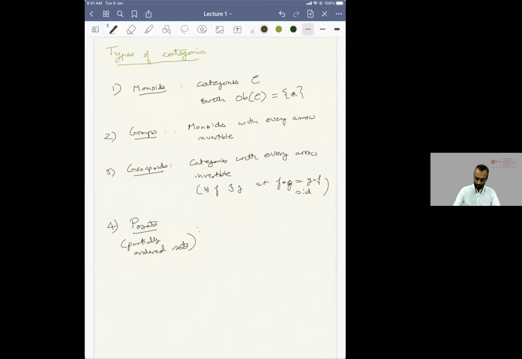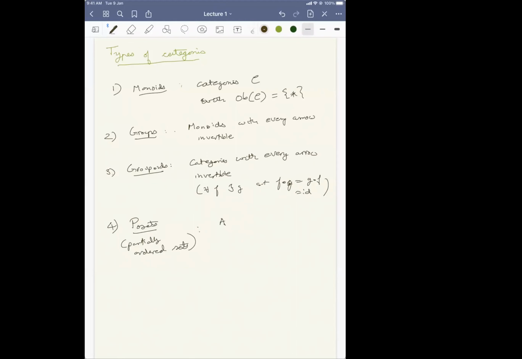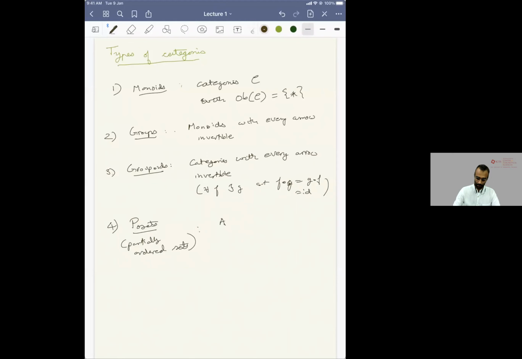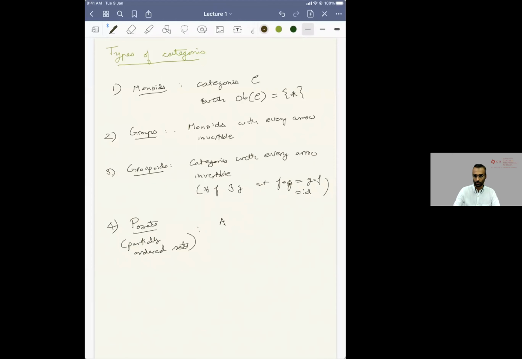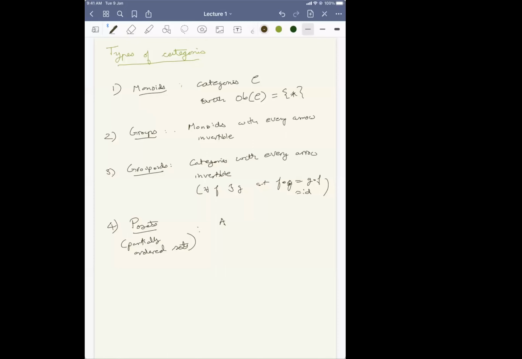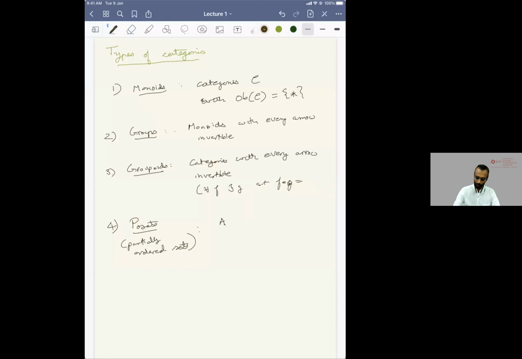So a poset is nothing but a category. Just a quick question about groupoids. Do you mean self arrows are invertible? No, all arrows. F composed with G typically is the identity on one space, identity X, and G composed with F will be identity Y. Yes, that's why I said a suitable identity. So this will be identity on X, and G composed with F will be identity on Y.